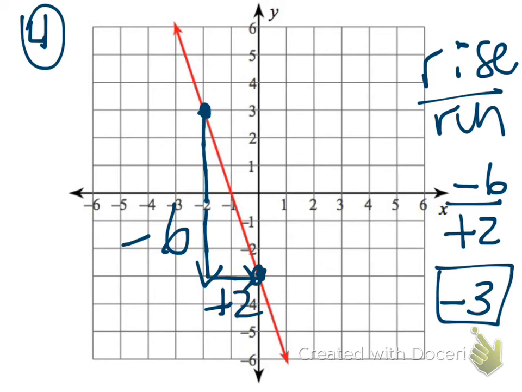So this is our introduction to slope, and we're actually making something called the slope triangle, and hopefully we'll talk about it during class.